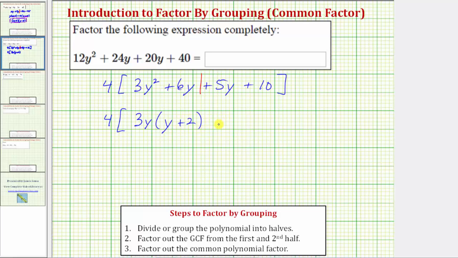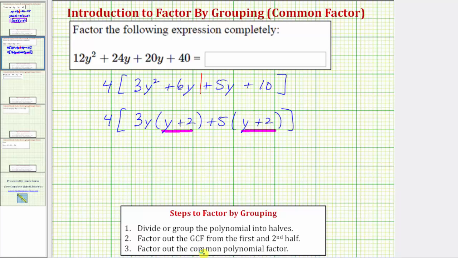Now we want to factor out the greatest common factor from 5y plus 10. Because the greatest common factor is 5, we'll factor out a positive 5 from just these 2 terms. So we'll have plus 5. If we factor out 5 from 5y, we're left with y. If we factor out 5 from 10, we're left with 2, so we have plus 2. Now looking inside the brackets, notice how this product and this product have a common binomial factor of y plus 2. Which brings us to our last step in the factor by grouping technique.